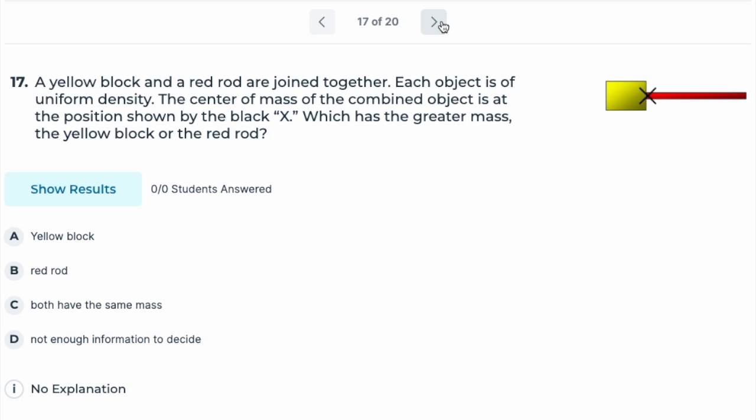A yellow block and a red rod are joined together. Each object is of uniform density. The center of mass of the combined objects is at the position shown by the black X. Which has a greater mass, the yellow block or the red rod?